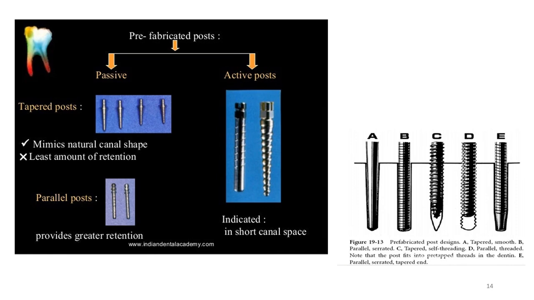Here it is parallel, and when it comes to the apical portion, it is tapered. And when you see the surface, it is not smooth. You can see some threads. So this will be screwed inside the pre-tapped canal. So this is actually a tapered self-threading post, whereas a D is a parallel threaded post. The E type is nothing but a combination post, where you can see a parallel shape here, and in the apical portion it is tapered. So it's a parallel serrated tapered end. So these are different types of post.